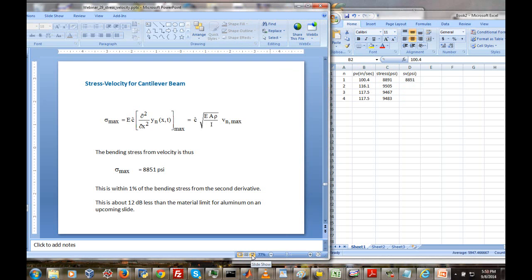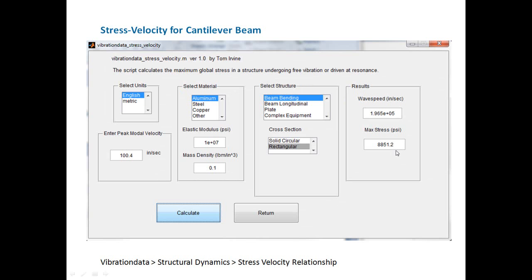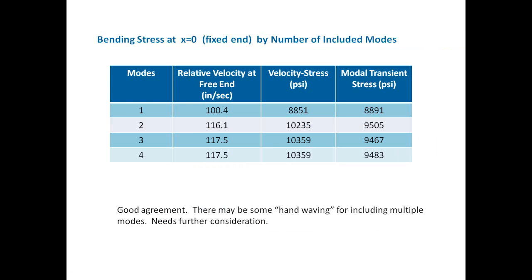Now I think what I've done is I've gone through in the slides here and shown a couple other things. Let's make it full screen there. Okay, in this case, I'm not going to go through and do this now, but this is just a summary. So this is going to be our bending stress, x equal to 0, fixed end, by number of modes included. And these velocities, you've seen these velocities before. And these are the velocity stress values in psi.